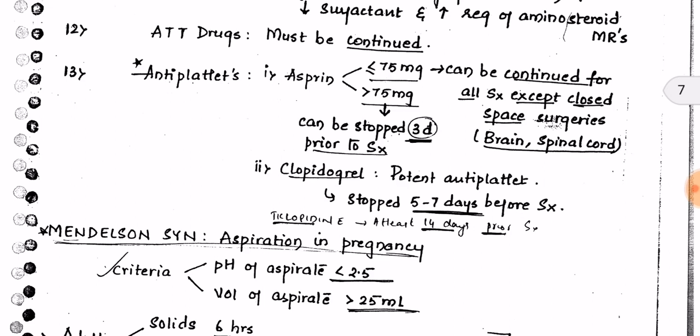Okay. One important drug is clopidogrel, right? Clopidogrel, as you know, we use it in post-MI. So clopidogrel, potent antiplatelet, right? Stopped 5 to 7 days before surgery. Okay. Ticlopidine has to be stopped at least 2 weeks prior to surgery.